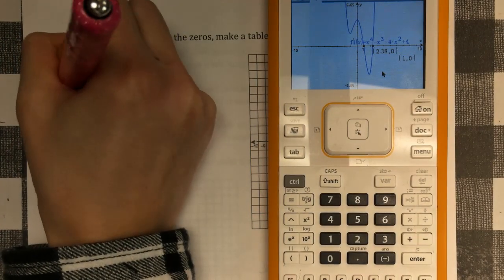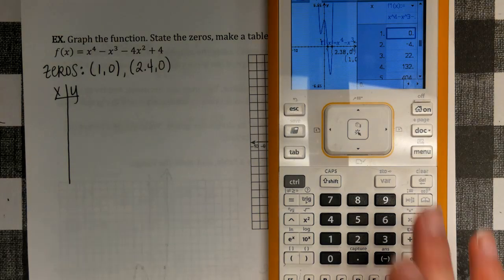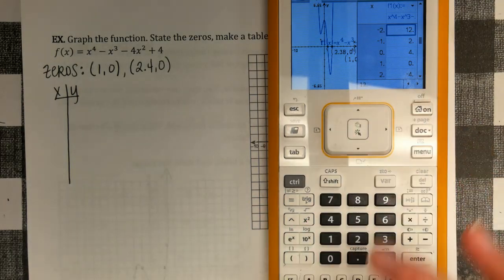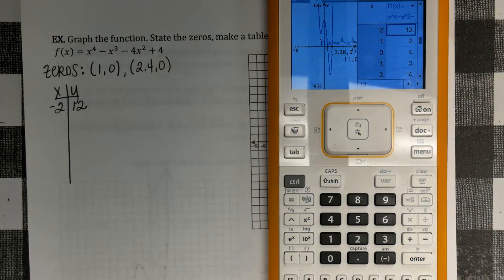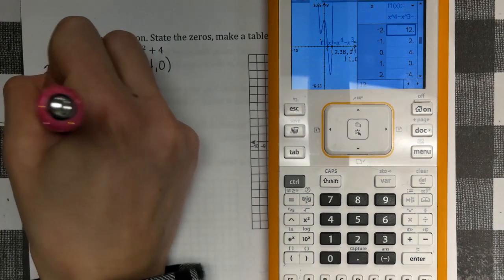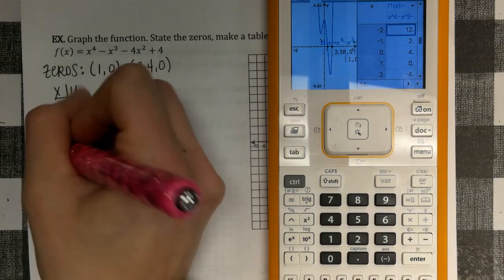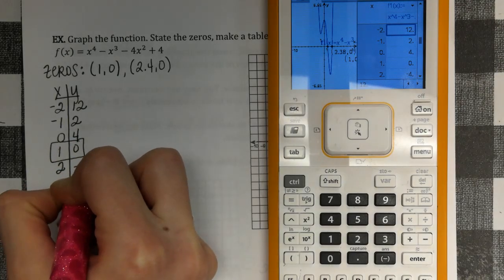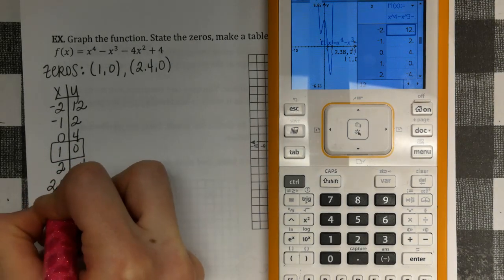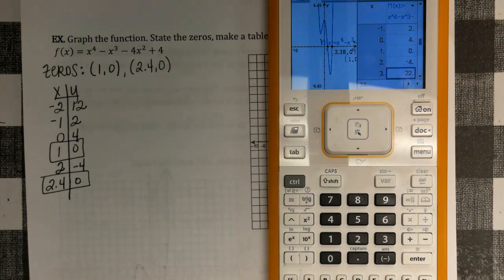Then I'm going to build my table. So Control T. Negative 2 and 1/2 I'll include because that's just one point off the graph. Then negative 1, 0, 1, 2, and 4. Then you'll have your 2.40. And 3.22 is not going to fit, so I'm not going to include that.